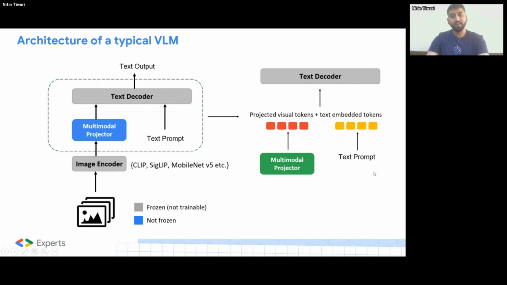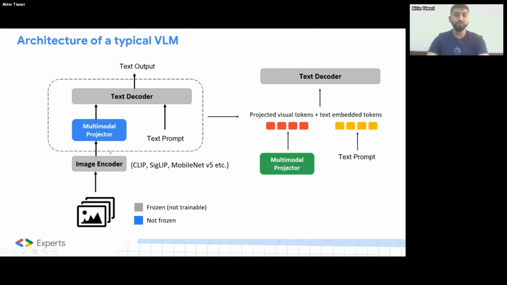Machines don't understand any kind of language, so at the end, these are nothing but embeddings and tokens. Yellow is nothing but the text prompt embeddings, and the red one is nothing but the image embeddings. Both of these are concatenated. The plus sign that you see is not a numerical addition. This is concatenation. These are concatenated and then passed to a text decoder model.